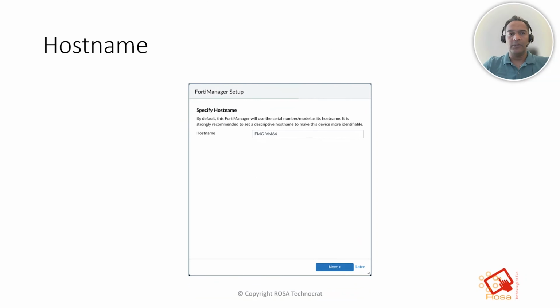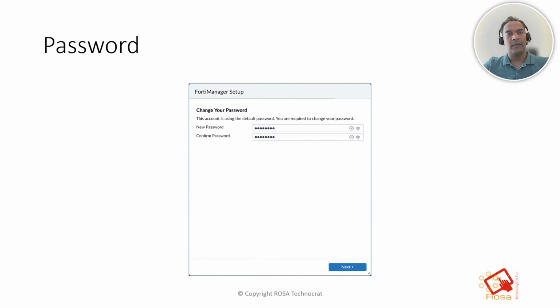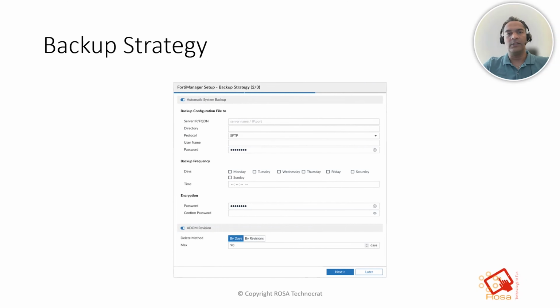Then you have to set up the host name. You just have to define whatever the host name is here. Once the host name is defined, you have to define the password for the FortiManager appliance. So the first step was licensing, then host name, then password, and then the backup strategy. Under the backup strategy, you define where you want to take the backup of this FortiManager. Will this be an SFTP? What is the protocol, username and password for this? How frequently do you want to take a backup of FMG, or the FortiManager? Do you want to have any encryption?